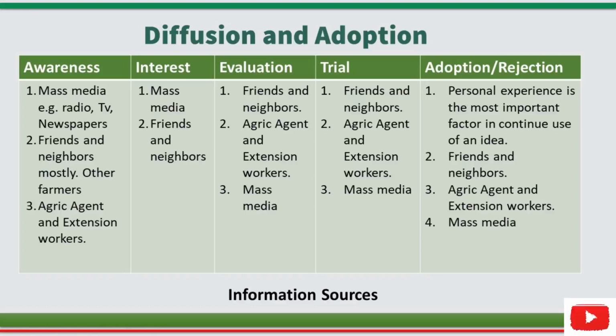And then we have the adoption or rejection stage. Now, personal experience is the most important factor in continued use of an idea, a method, or an innovation. Once the personal experience of the people or an opinion leader is positive, the likelihood of adoption is there. Family, friends, and neighbors' personal experience as well can aid adoption or rejection, as well as the use of mass media.